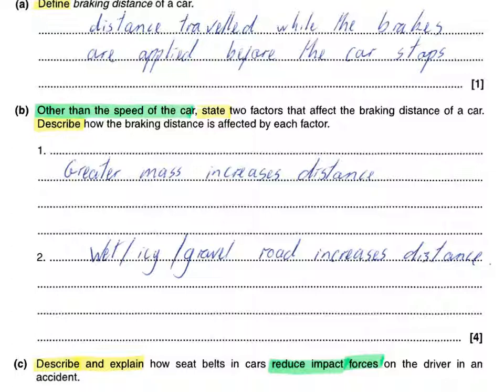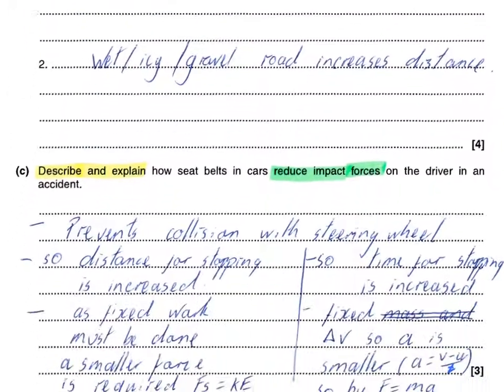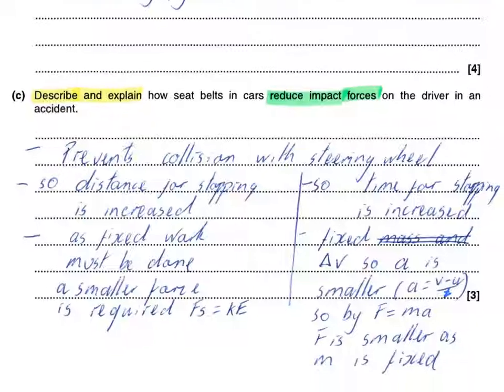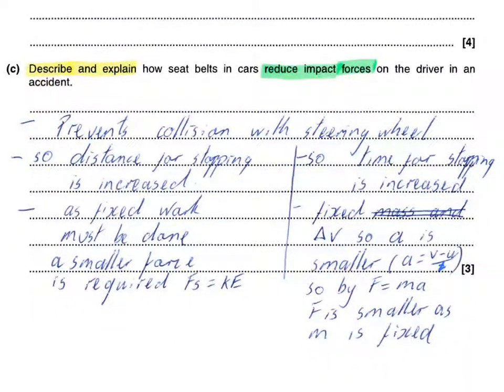Other details that they could have asked questions about would be things like the proportionality, so the distance is proportional to speed squared, proportional to mass, and so on. But they didn't here, and we didn't have to explain anything. But in part C, we have got to do some explaining. Describe and explain how the seatbelts reduce the impact forces on the driver in the accident.